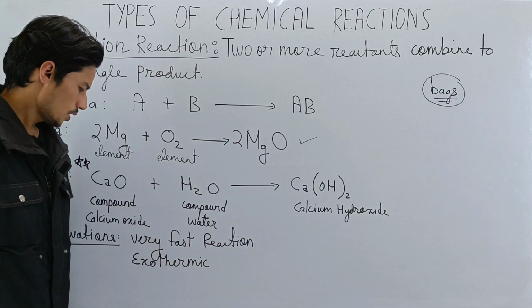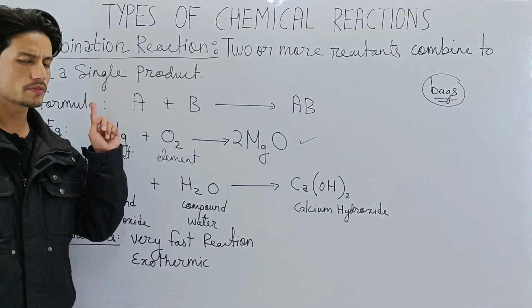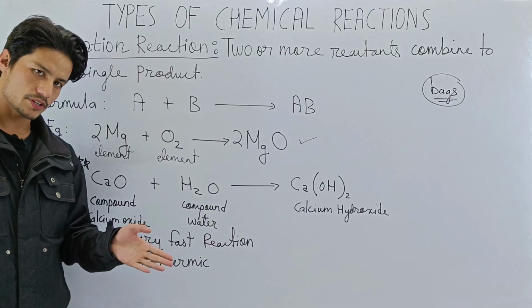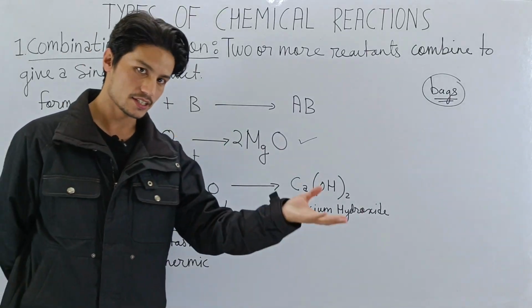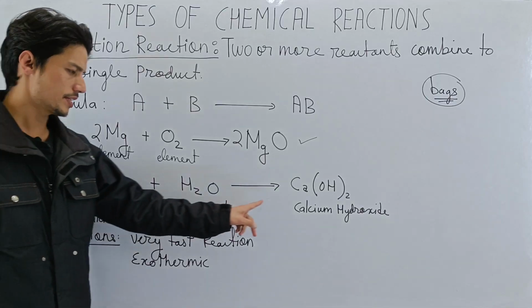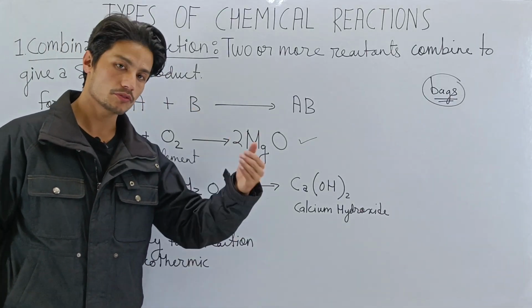Now, what was an exothermic chemical reaction? We have already discussed it in the previous videos. There are two types of chemical reaction, exothermic and endothermic. Exothermic means chemical reactions which release heat, isn't it? So when this reaction takes place, it releases heat. Remember that it releases a lot of heat.